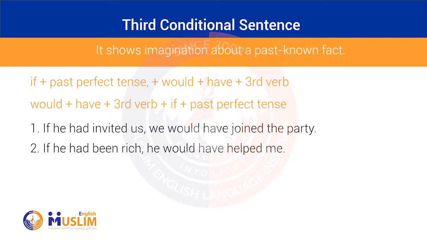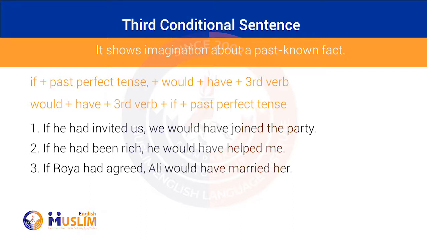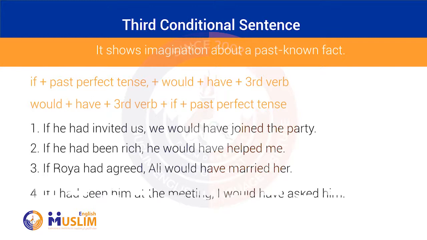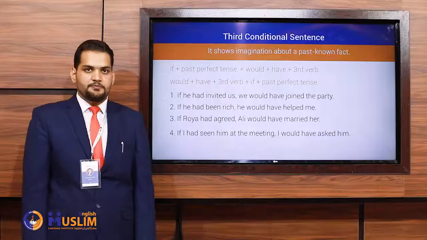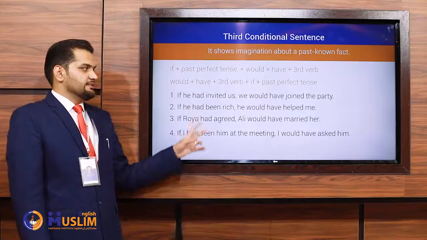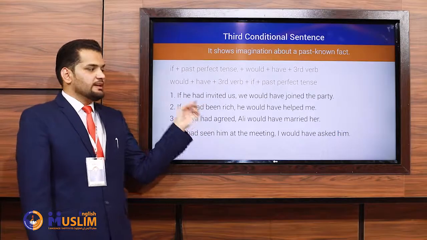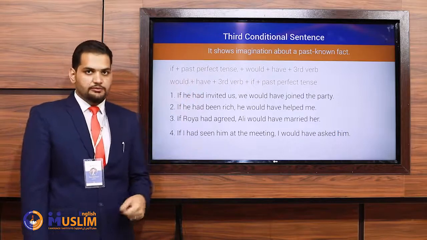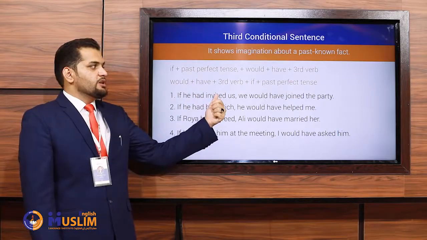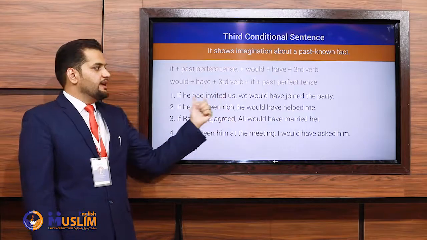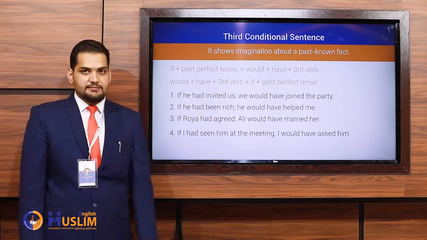Number 2. If he had been rich, he would have helped me. Number 3. If Ruya had agreed, Ali would have married her. And number 4, if I had seen him at the meeting, I would have asked him. And remember, in all these sentences, you can use the conditional clause after the result clause. You can also say, we would have joined the party if he had invited us.